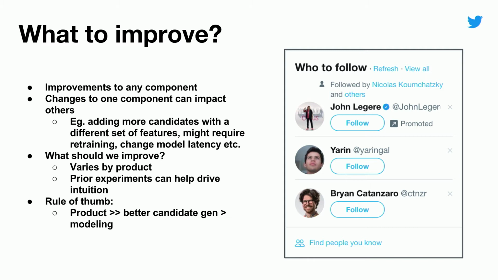So what should we improve? Well, it varies by product. You want to build intuition from the prior experiments that you have run and come up with newer experiments that you want to test out. In general, a rule of thumb is that changes to your product give you much better wins than better candidate generation, and it's good to focus on that as compared to modeling. And these are just general rules of thumb, and maybe these are very specific to Twitter and our experience, and we'll get into why in a little bit.